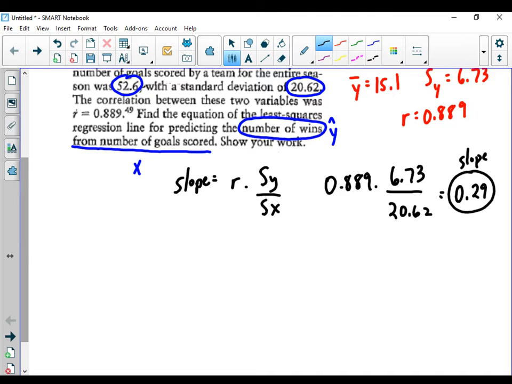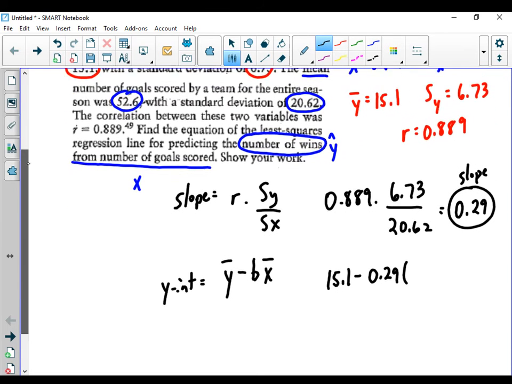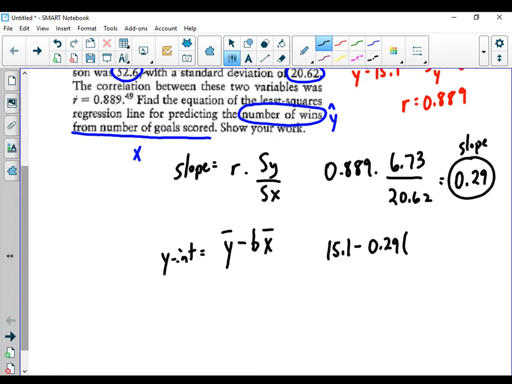Then we want to find our y-intercept. So the y-intercept was taking our y bar minus that slope we just found times x bar. So the y bar was 15.1. The slope we just found was 0.29. And x bar was 52.6. So I'll punch that in and see what I get.